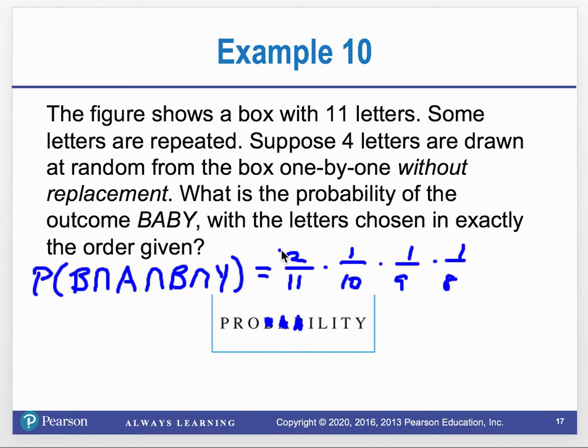So I just multiply them all together. 1 out of, let's see what that is, 3,960. Okay. Not going to happen very often that you draw out the letters B-A-B-Y, is it? Possible though, possible.